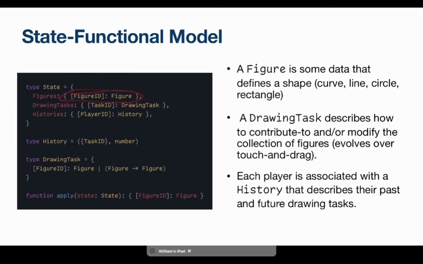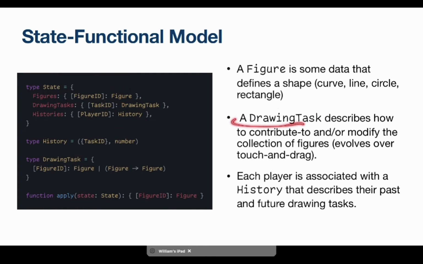And here it's a table whose keys are some kind of ID for that figure. So figure ID, task ID, player ID. These are all just strings, by the way. So you've got that table. Then you have a separate table of what are called drawing tasks. Each of these represents an action that a client is making, and it's some sort of schematic of how to change the state of the figures, either by modifying some figures, so you might be erasing part of one figure, or you might be contributing to it by adding a new figure. That's conceptualized in a drawing task.